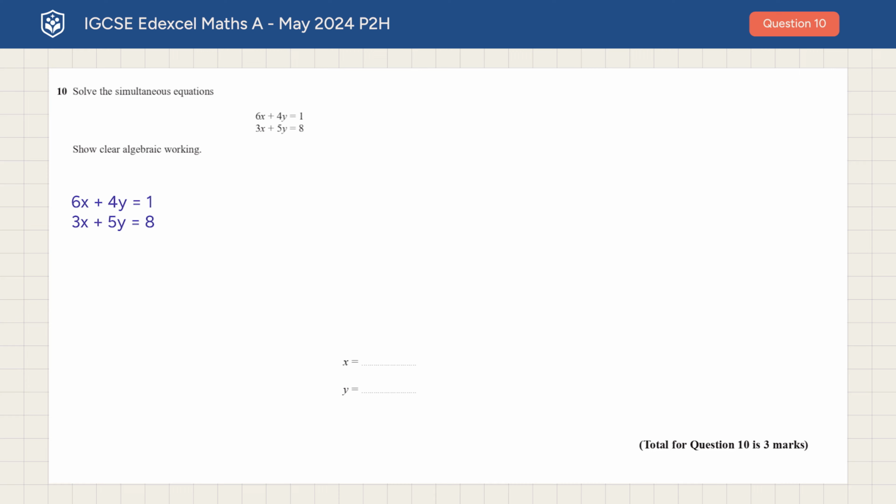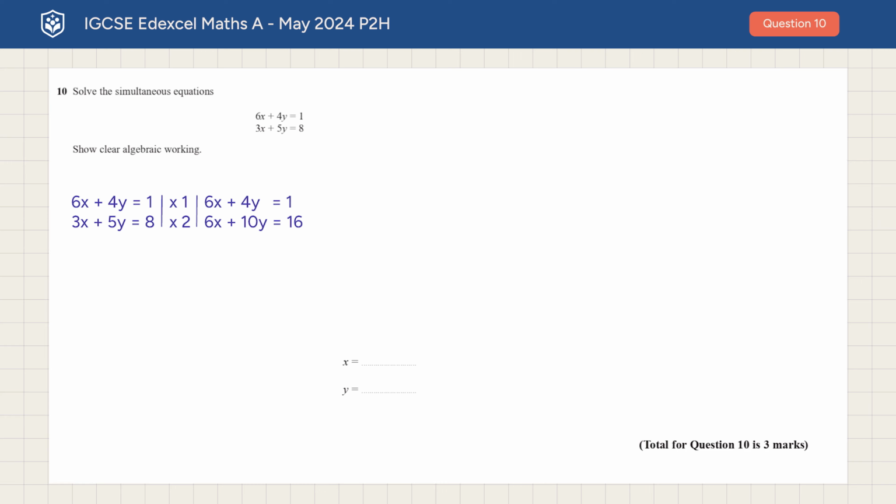Notice that 6x is a multiple of 3x. To make the coefficients of x the same, we'll multiply our second equation by 2. Multiplying the entire second equation by 2 gives us 6x plus 10y equals 16. Let's call this our third equation. Now we subtract the first equation from this new third equation.